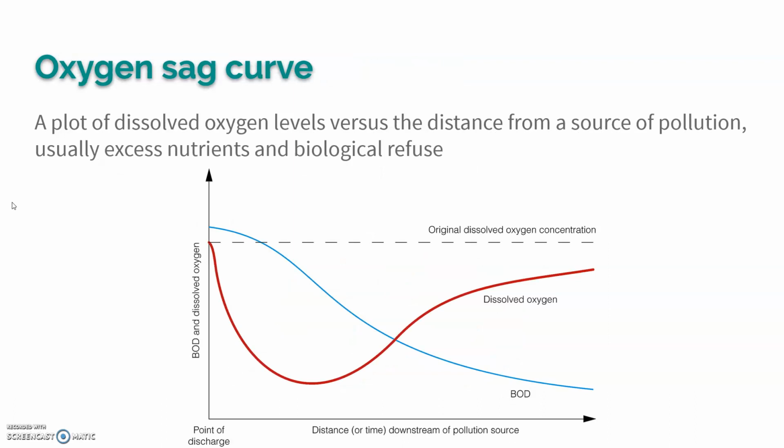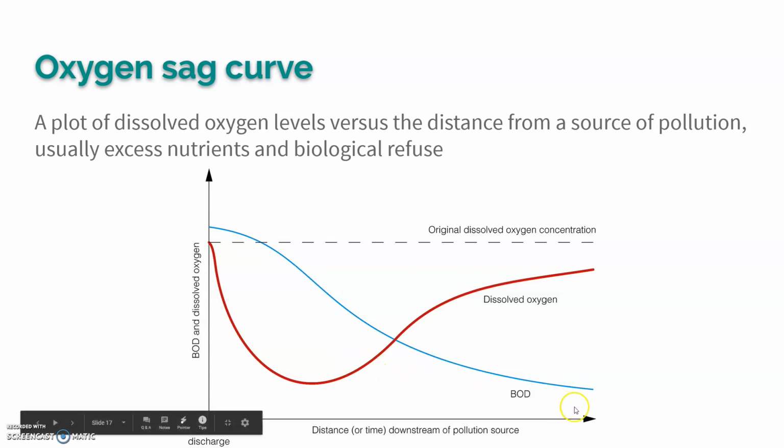Well, we can plot this using an oxygen sag curve. So an oxygen sag curve looks at the amount of dissolved oxygen versus the distance from a source of pollution, and measures along with that the biological oxygen demand. So let's say there's been a bunch of sewage here, a bunch of fertilizers. Closest to that spill, we're going to see the dissolved oxygen go down because the biological oxygen demand has gone way up. There's a lot of organic stuff for this bacteria to eat, so it needs a lot of oxygen, so we're going to see the dissolved oxygen decrease.